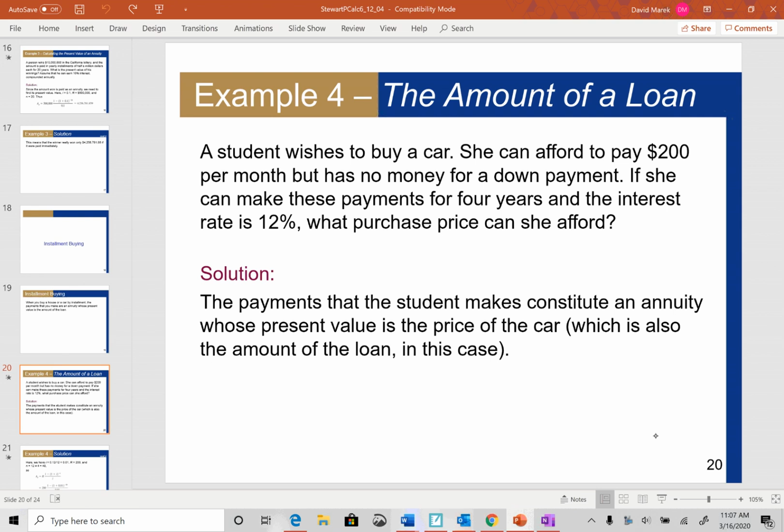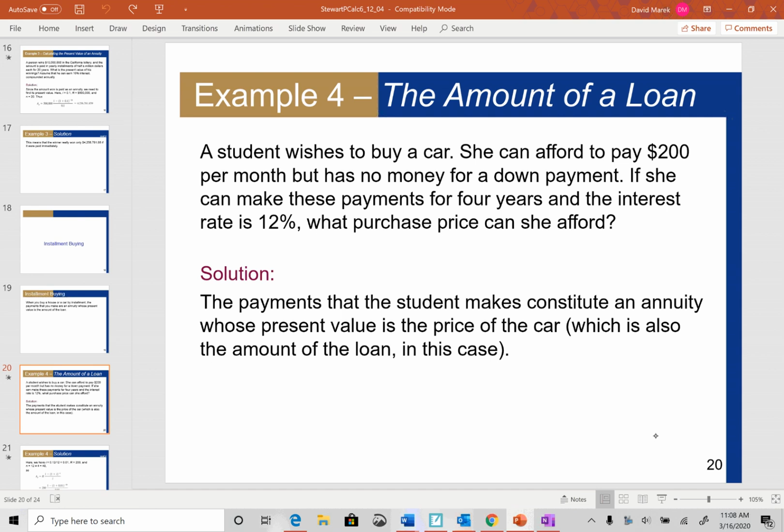All right, but let's start a little bit smaller than that. Say somebody wants to buy a car. With the job that she has, she can pay, say, $200 a month. She's going to make these payments, get financing for 4 years, at an interest rate of 12%. What's the purchase price? So you've got to know how much you can afford.